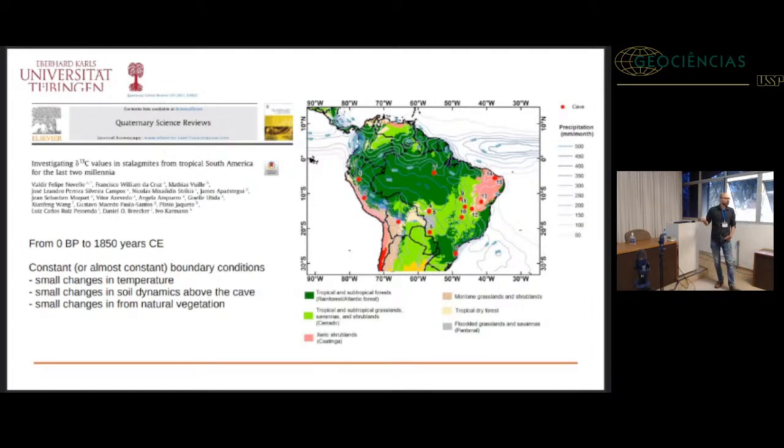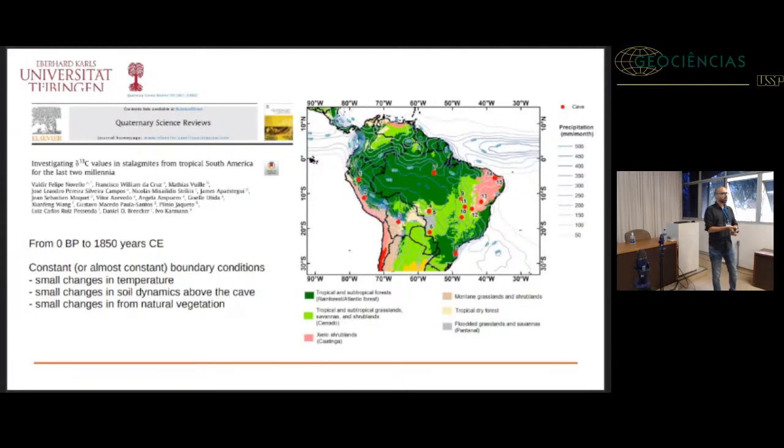And why 2,000 years, not other time scales? Actually, when I submitted this paper, the reviewers asked that: why do you not do it for all time scales, if you have these stalagmites? Why do you just choose the 2,000 years? The answer for that is because it's easier. Because when you look at those 2,000 years, the climate boundary conditions were pretty much the same. You don't expect, here in the tropical region in South America, a big change in temperature during 2,000 years. When I talk about 2,000 years, I'm focusing on the period between the year 0 and the pre-industrial time.